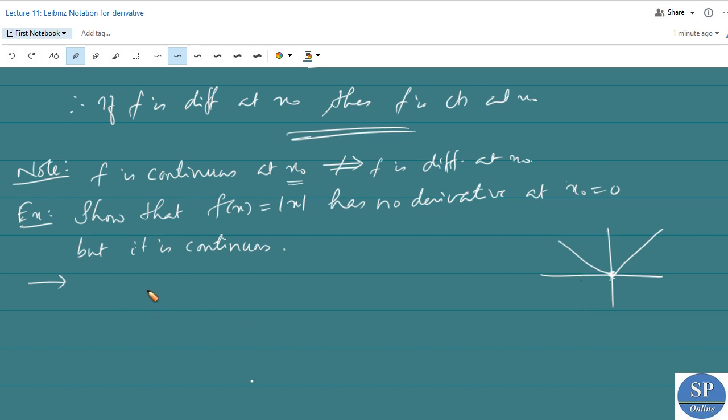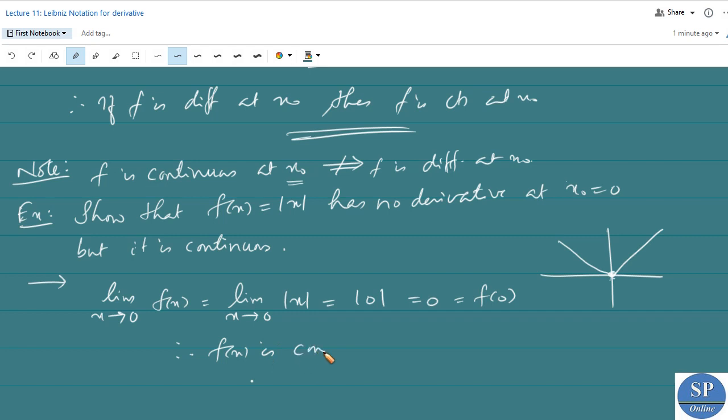So here f of x is equal to mod x. For continuity, limit x tends to 0 f of x is equal to limit x tends to 0 mod x, which is equal to mod 0, which is equal to 0. This is nothing but f of 0, because f of 0 is mod 0. Therefore, f of x is continuous at x is equal to 0.